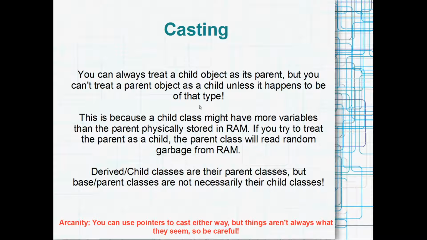But the reason behind this is that the child class itself might actually have more variables physically stored in RAM that the parent class doesn't have. But the child class definitely has inherited at least all of the parent's variables. So you can always treat the child object as a parent, but not vice versa.